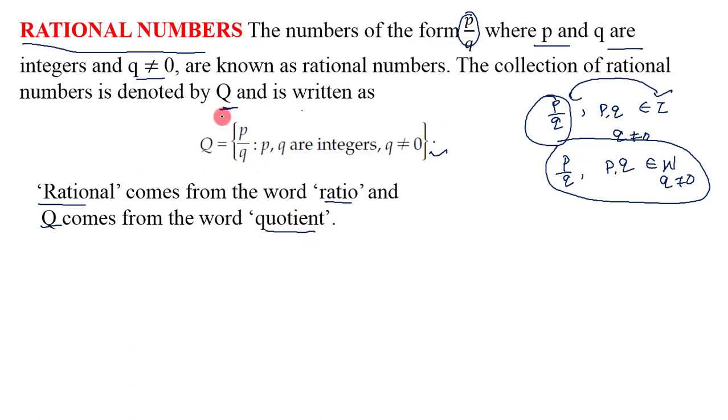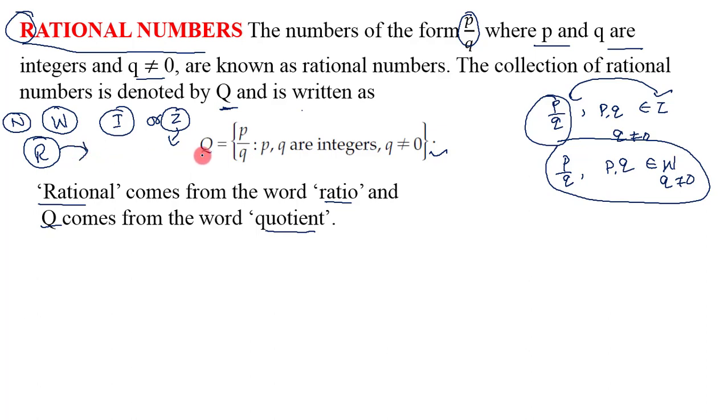Here you may have one more doubt. Natural numbers start with N, so we represent it with N, and whole numbers start with W, so the set of whole numbers is represented by W, and the set of integers, we represented it by I or Z. Z comes from the German word Zahlen, which means to count. And here also, the set of rational numbers starts with R. Then why can't we represent it with R? Then why are we using Q to represent the rational numbers?